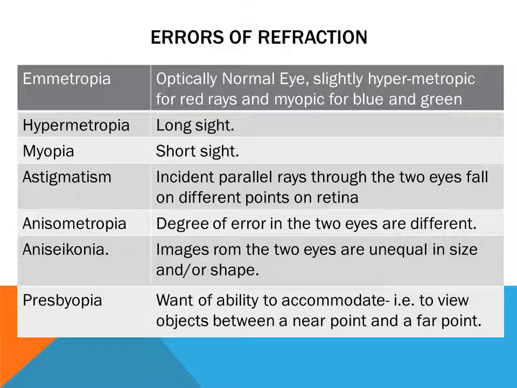It is a condition in which the incident parallel rays through the two eyes fall on different points on the retina. Anisometropia: in this condition, the degree of error in the two eyes is different. Aniseikonia: images in the two eyes are unequal in size or shape. Presbyopia: the want of ability to accommodate, that is, to view objects between a near and a far point.